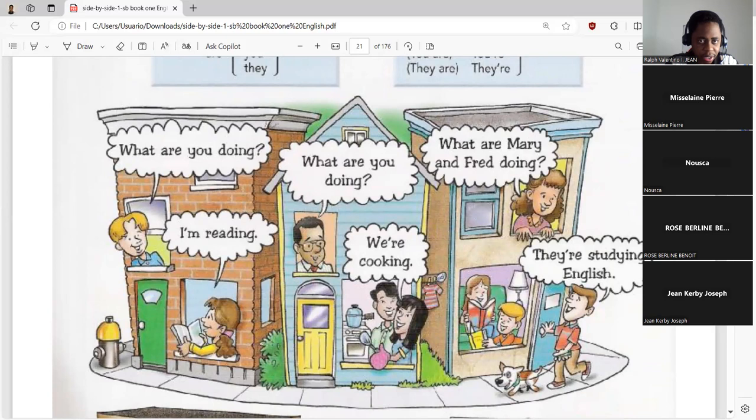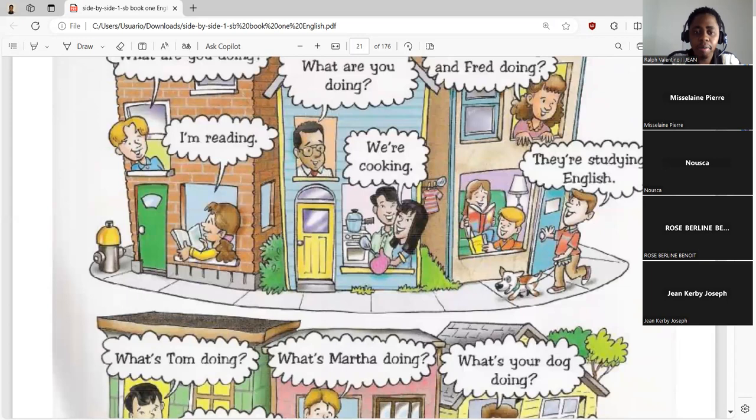Qui ça Marie avec Fred a réglé? Dans le moment là, eh bien, dans le moment là, ils étudient l'anglais. OK? At the moment, they're studying English. OK? On décrit une activité qui se fait dans le moment où l'on parle, c'est le présent progressif.